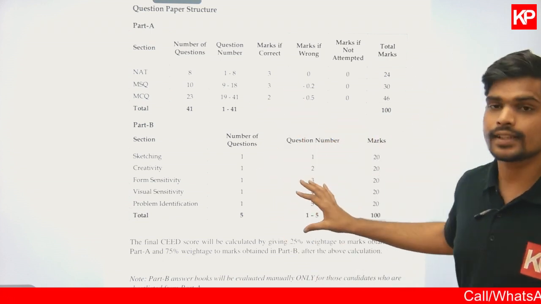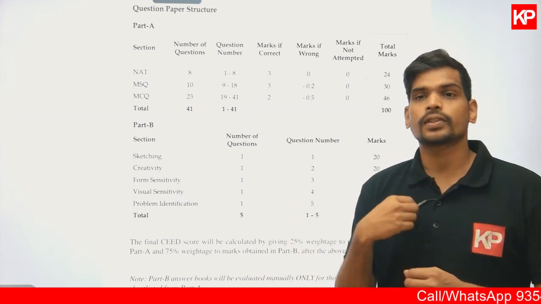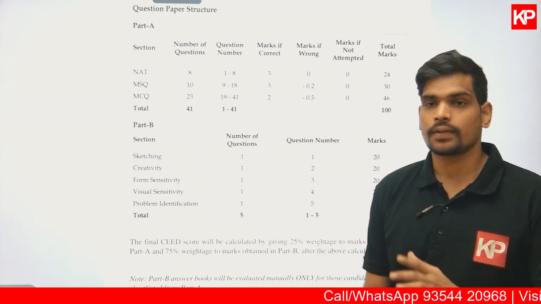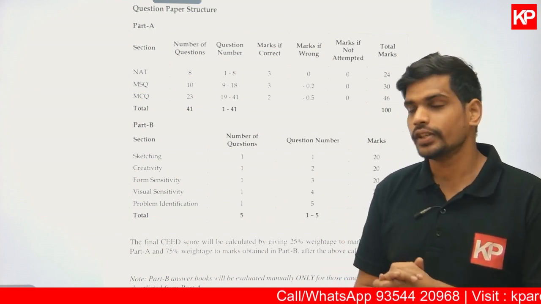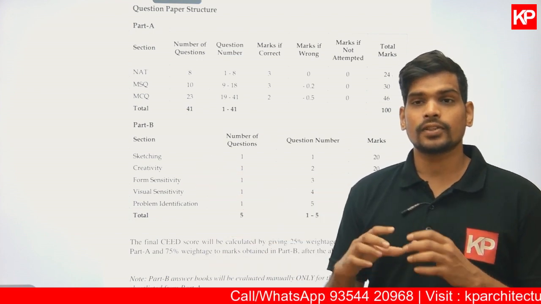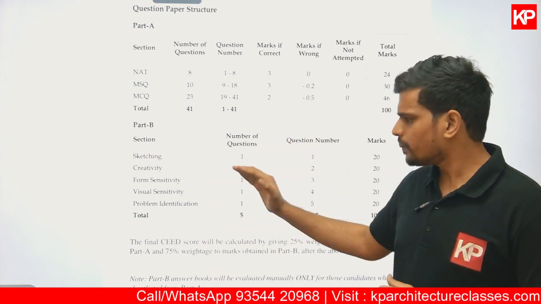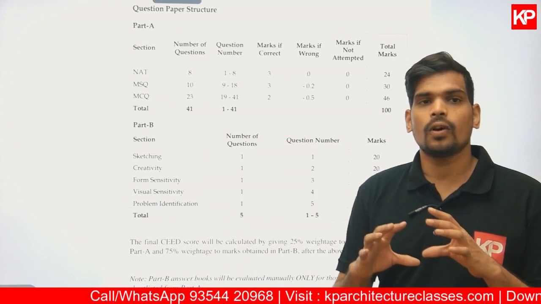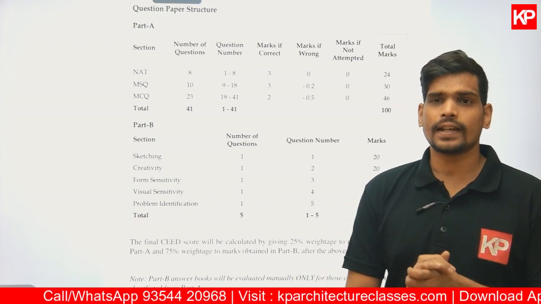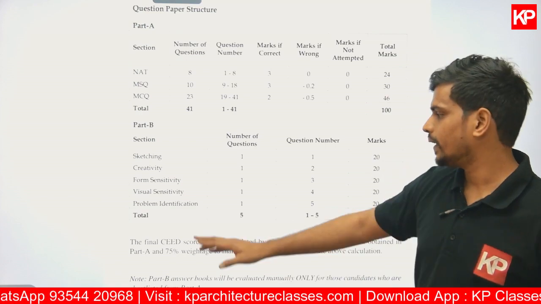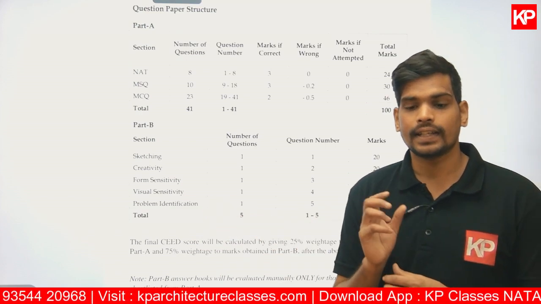As far as part B is concerned, part B is where you need to sketch your solutions. You will have 5 questions. Question number one is sketching, where you will be given a situation and you need to sketch it. Question number two will be based on testing your creativity. Question number three will be on understanding your ability to create forms and form sensitivity. The fourth question is on visual sensitivity, and the fifth question is on problem identification.